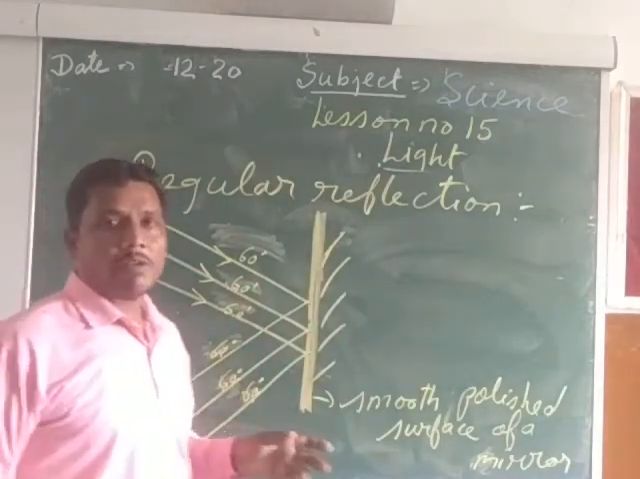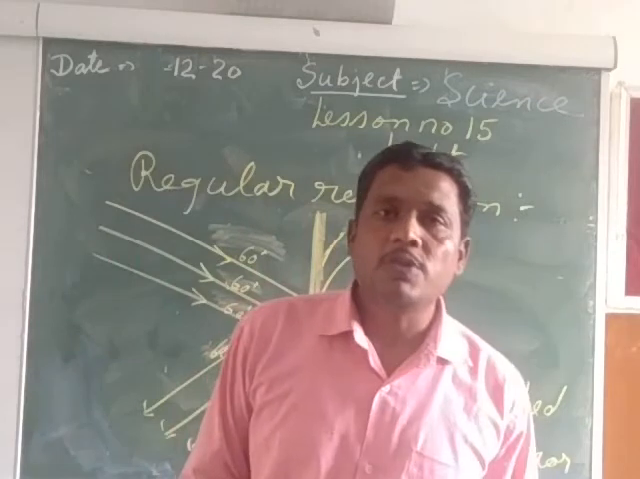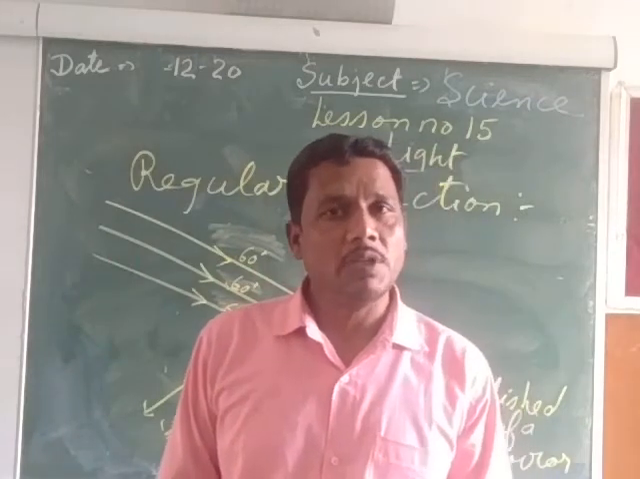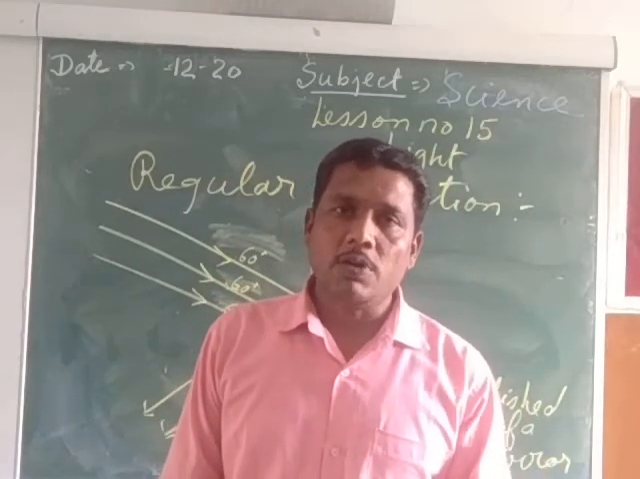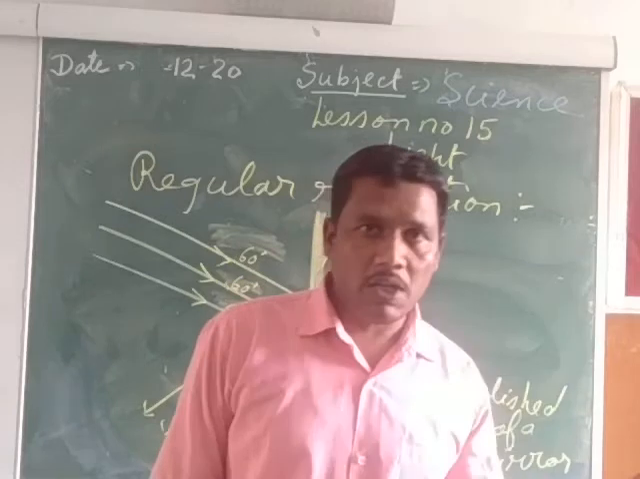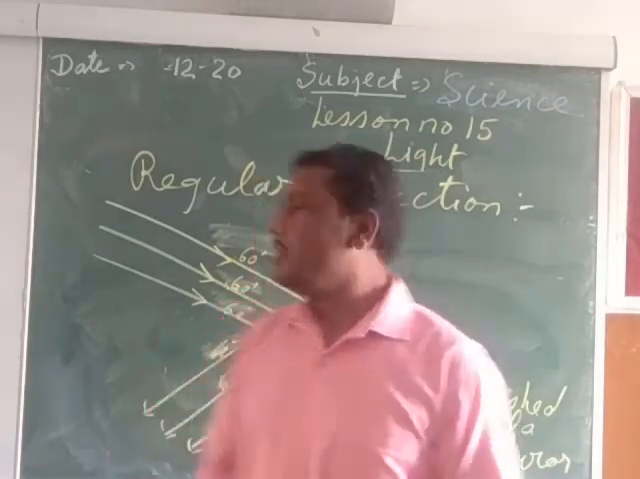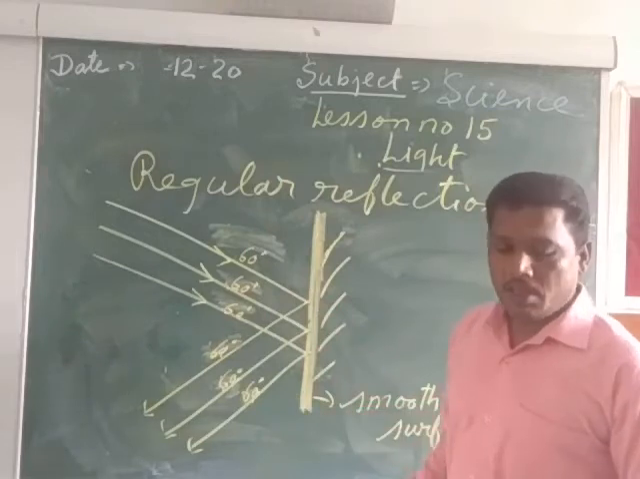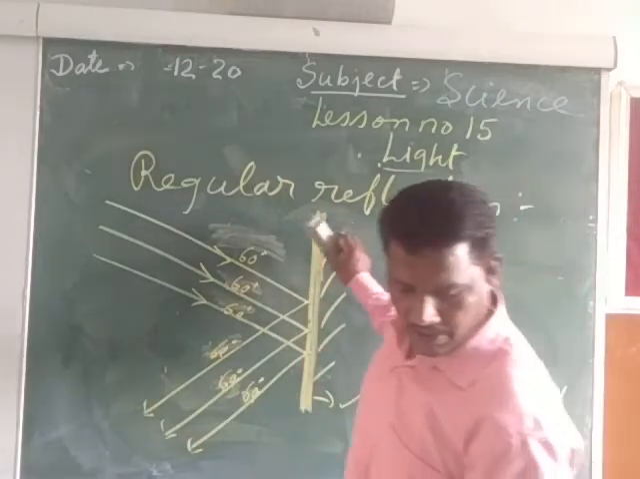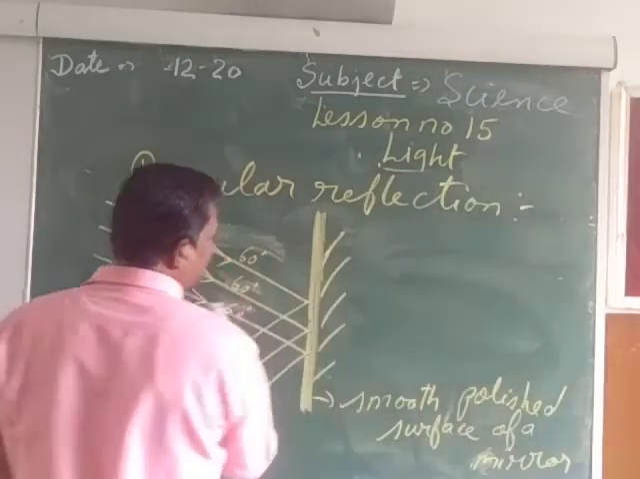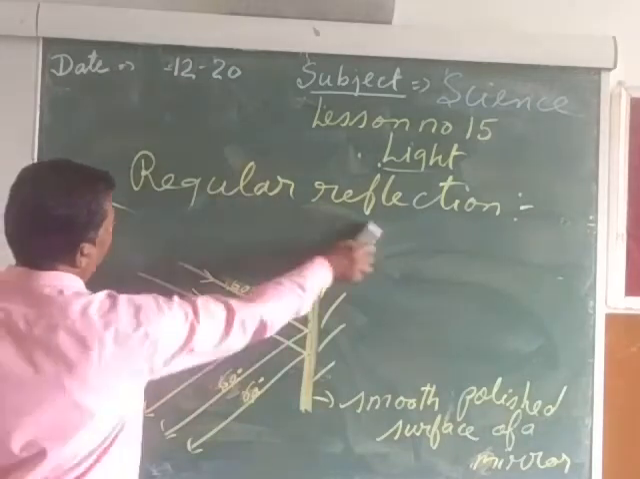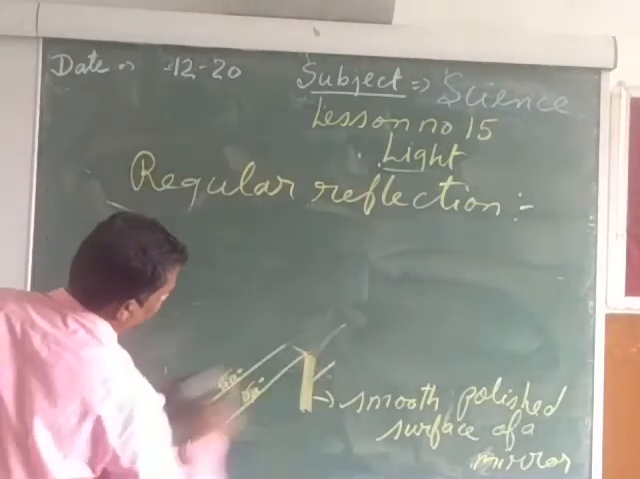So what is regular reflection? When the light is falling upon a smooth and polished surface like a mirror, at what angle the light is falling, the light is going back with the same angle, and the image of the object is being formed inside the mirror. Such a reflection is called the regular reflection. So my child, reflection from a smooth and polished surface like a mirror is called the regular reflection.